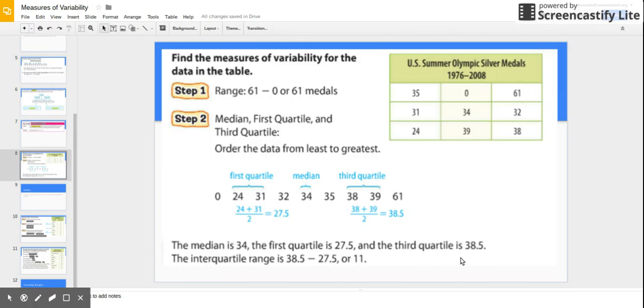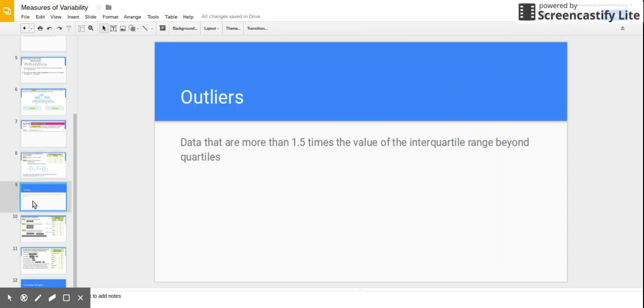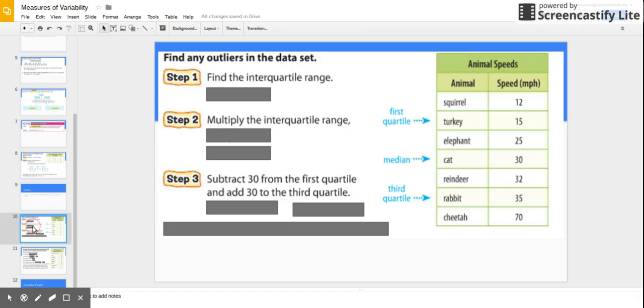The interquartile range is Q3, which is 38.5, minus Q1, which is 27.5, to get 11. Your outliers are data that are more than 1.5 times the value of the interquartile range beyond the quartiles. What does that mean? All right. Find any outliers in the data set.